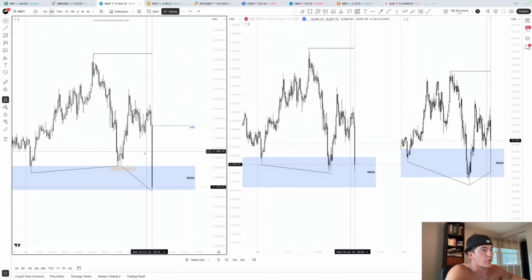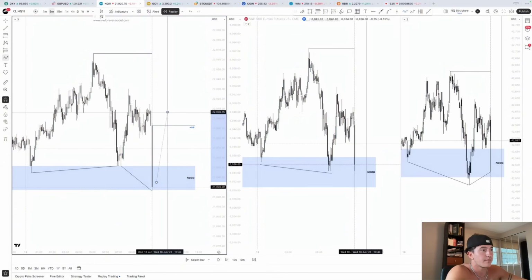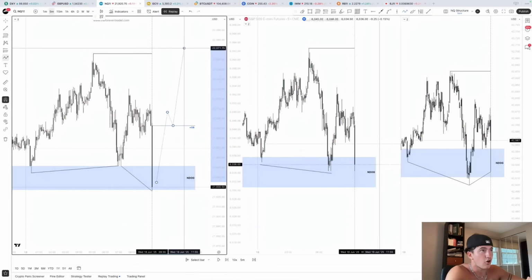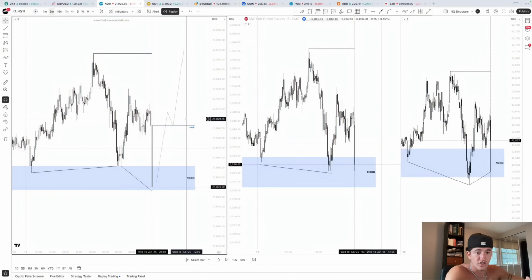So in this situation, we need to see price do this exactly. We need to energetically displace higher, then retrace back into the opening price of that candle that cleared all of the liquidity, and then target London highs just like that.